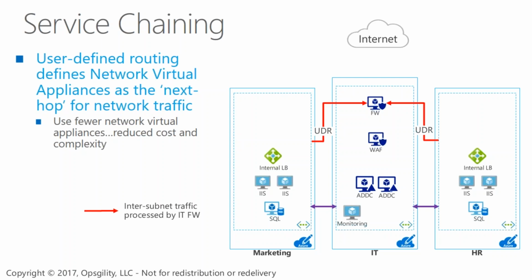And in this case, I've set up user-defined routing to forward as the next hop the firewall that's defined in the IT virtual network. So I've got a single firewall, or maybe a pair of firewalls, defined in the IT virtual network, and it's being shared by the other virtual networks. And again, this is thanks to peering. This is what enables that service chaining, and also user-defined routing.